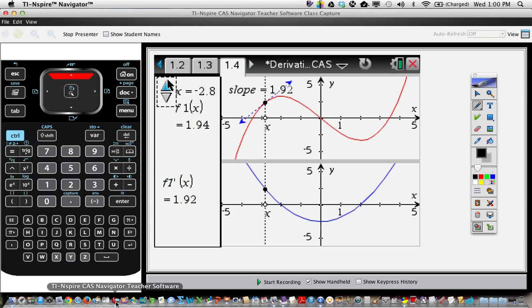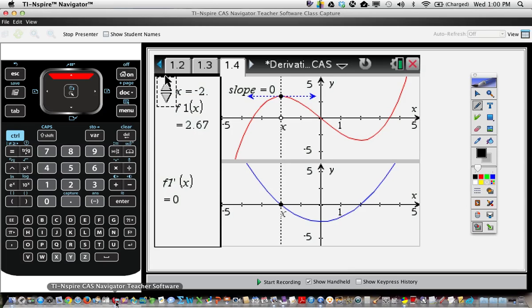Positive and getting less positive, aren't they? Do you see how this blue slope is corresponding to these y values? Because now when we get up here to the peak, go ahead and keep going. When we get to the peak here, what's our slope? 0. What's our y value down here? 0, right?